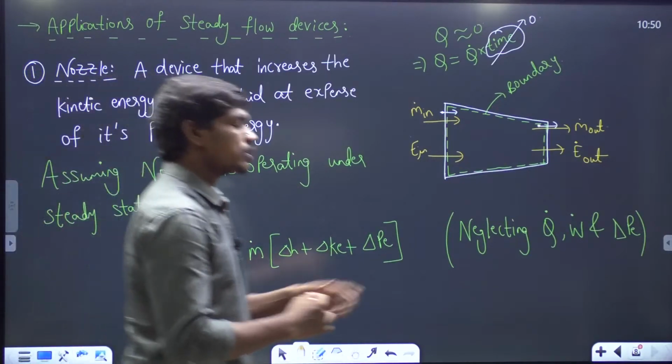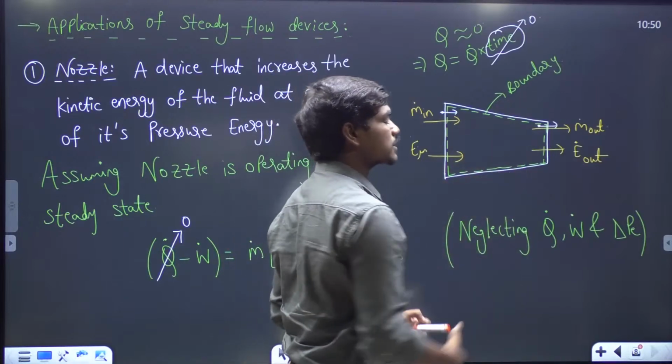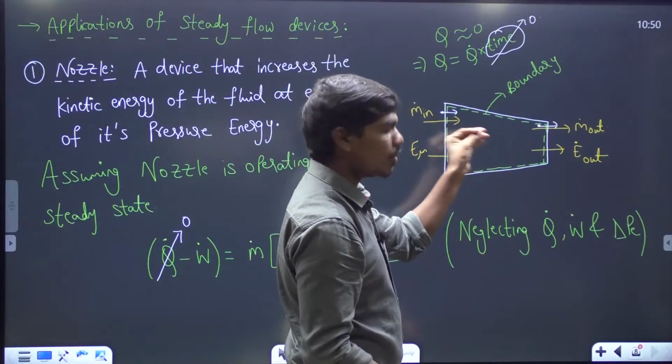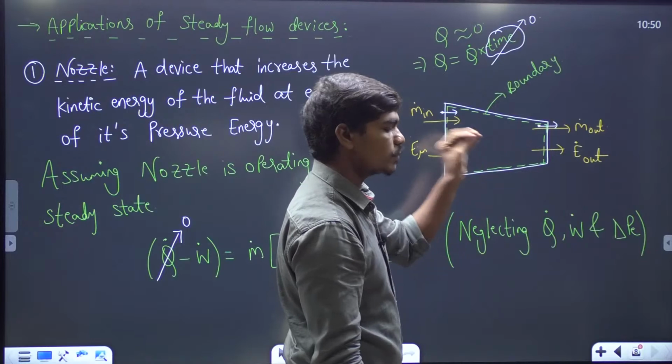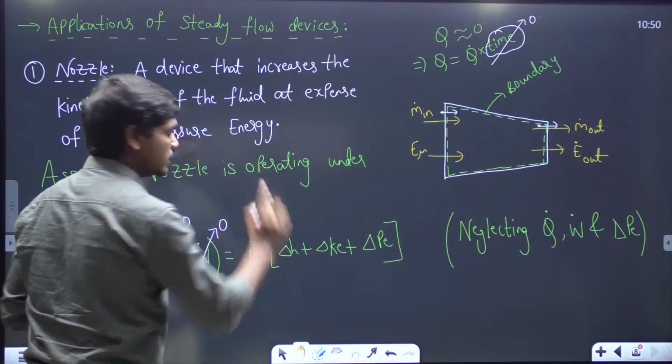And this nozzle is generally not capable of doing any work, because you can't see any work output coming out. Only some mass is getting interacted. So there is no boundary displacement work or such things here. Correct? So if you see, this work interaction is also 0.